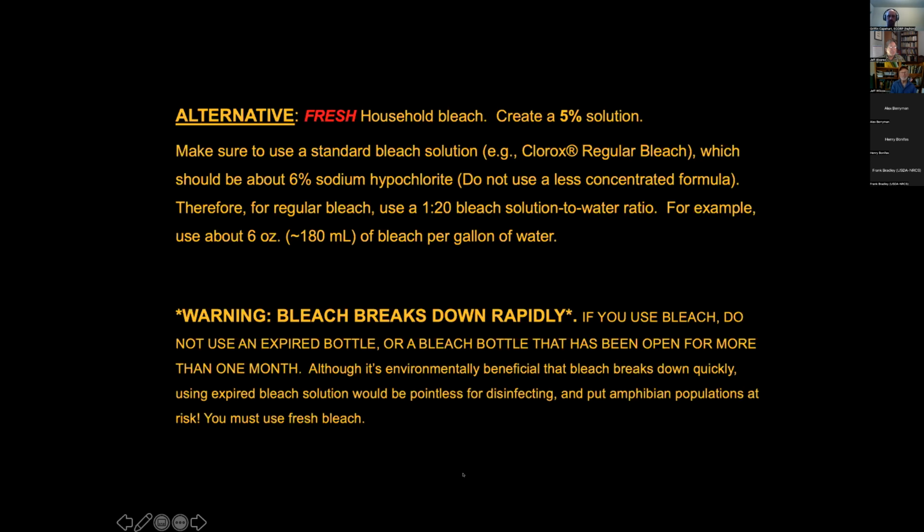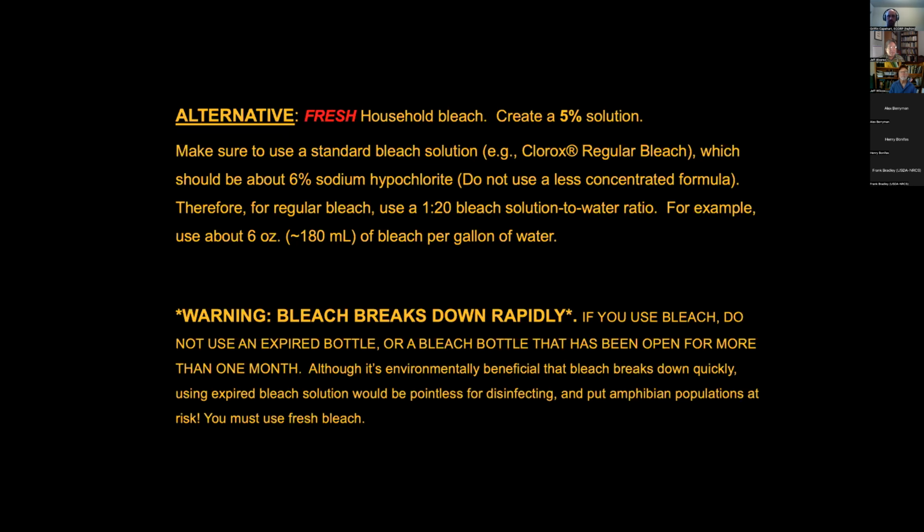Here's the alternative. So this is option B, fresh, and I highlight that in red, fresh household bleach. So it has to be fresh because once you take the lid off the bottle of bleach, it starts to degrade and the concentration decreases quickly. So you want a 5% solution for bleach. And you mix that with water. Generally, that's about a 1 to 20 solution. And if you get that right, you'll know it because you can smell the bleach. It will definitely stain your clothes. It'll stain your waders. It'll help break down your waders over time.